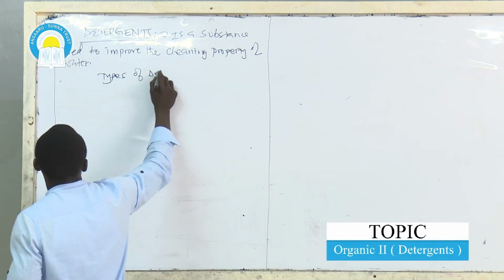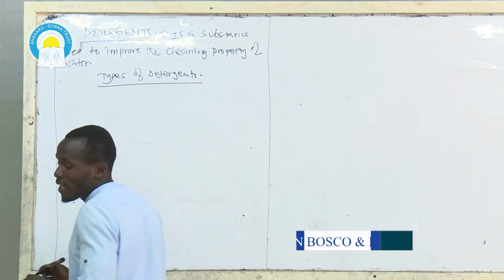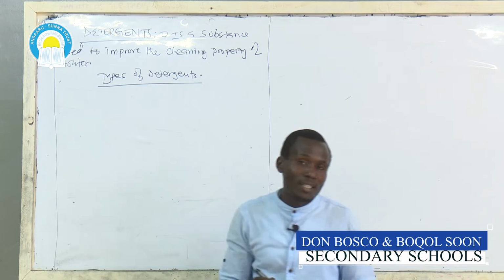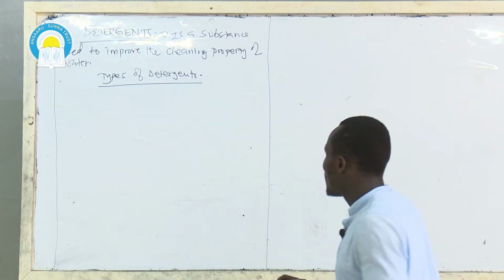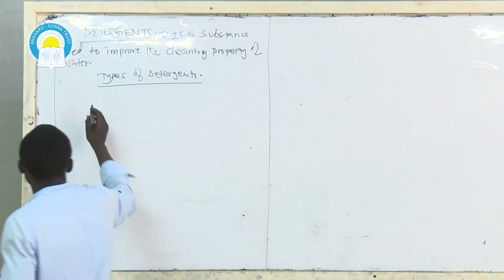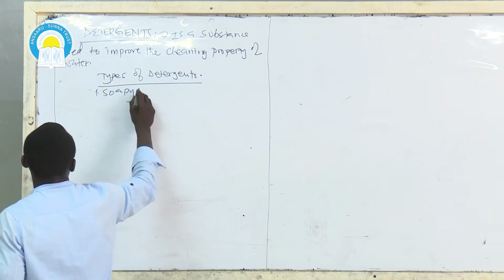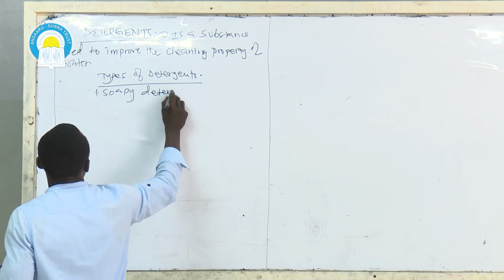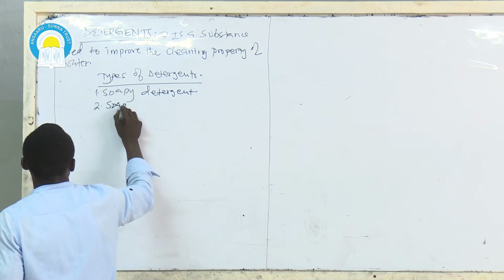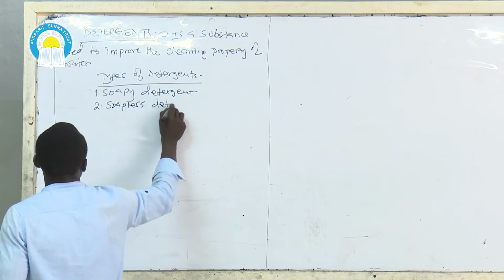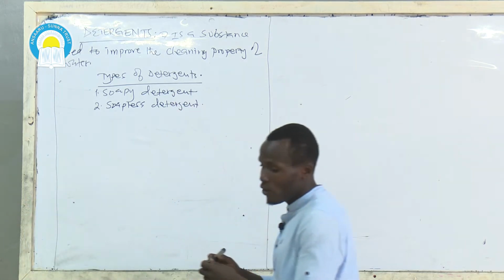So we have here types of detergents. Under the types of detergents, we have two types. That is soapy detergent and soapless detergent. We have the first one, soapy detergent. The second one is soapless detergent. Those are the two types of detergents that we are having.